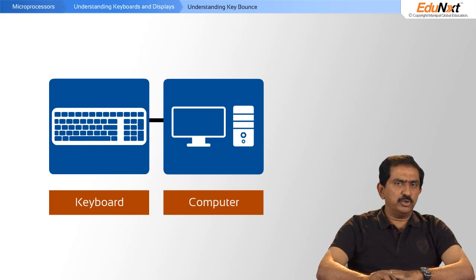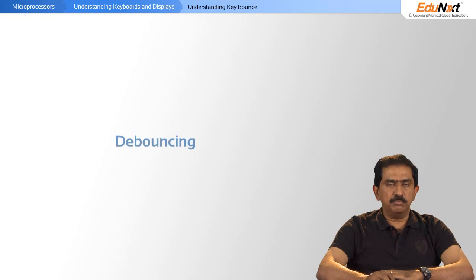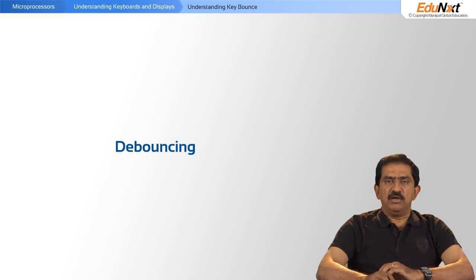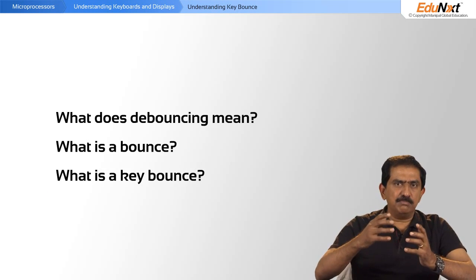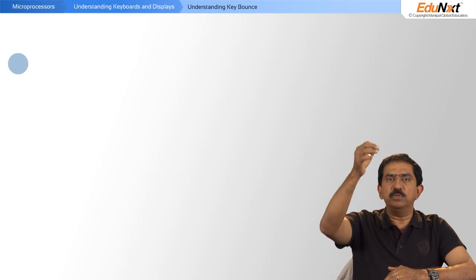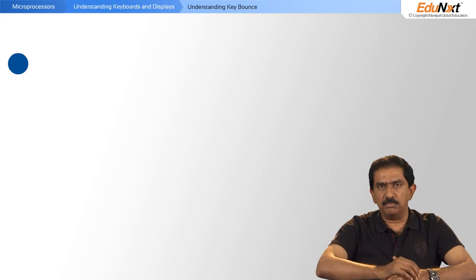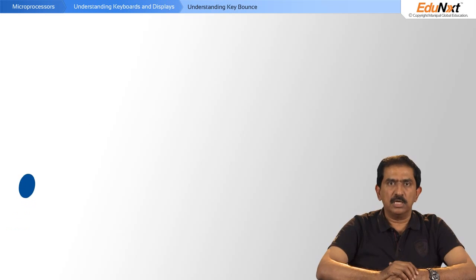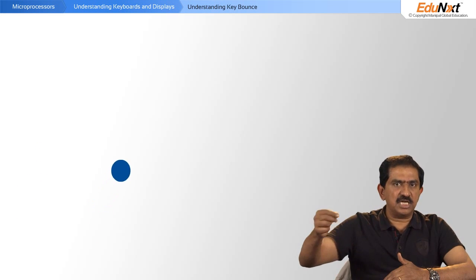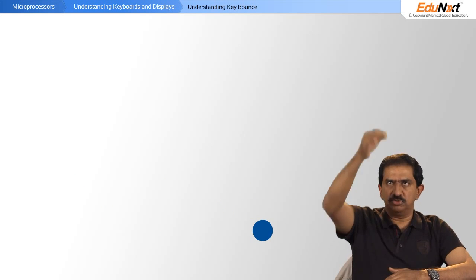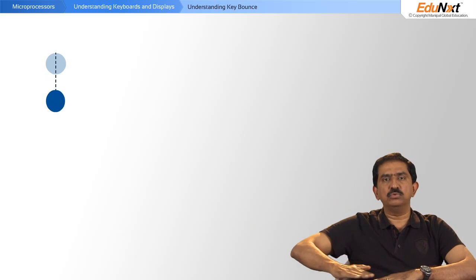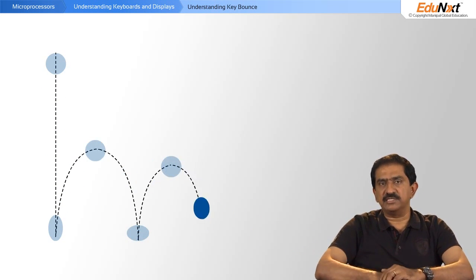Before that, we need to understand a concept called debouncing. What does this mean? So what's a bounce? What's a key bounce? If, for example, you were to drop a rubber ball onto the floor, it bounces many times before it comes to a stationary position. Right? So just drop it like this, it would bounce and then come to a standstill.